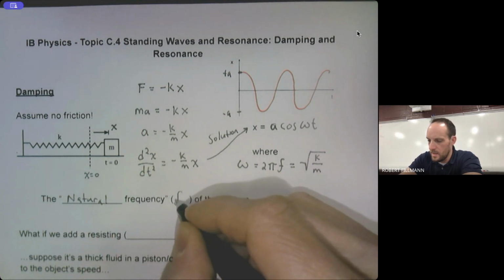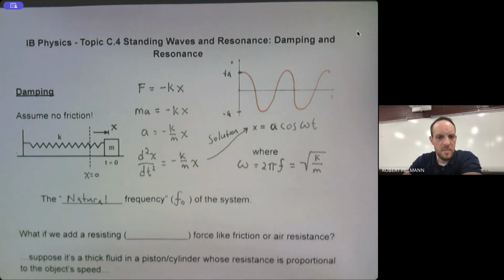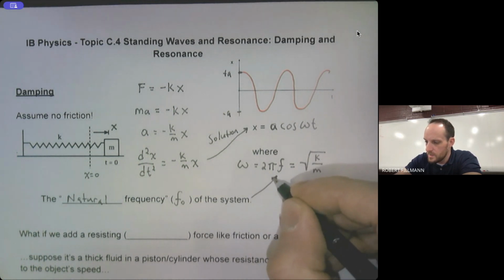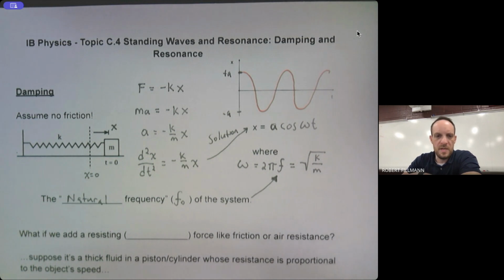We could use f naught. It's like a fundamental or natural frequency. That's referring to this frequency here. So it's helpful to think about a spring mass system, or really anything that wants to oscillate, as having a desire to oscillate. So how does a spring mass system want to oscillate? It wants to oscillate at its natural frequency. Now you could grab it and shake it at some other frequency, but the spring isn't going to cooperate with you. This is the way that it wants to oscillate.